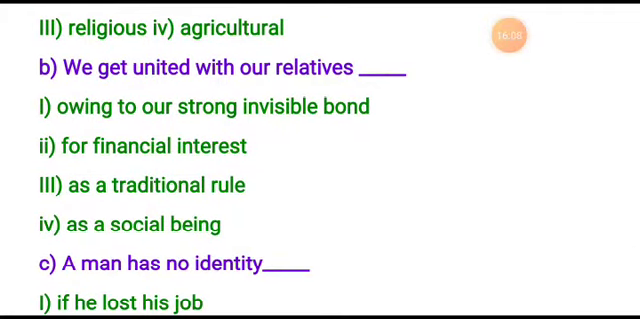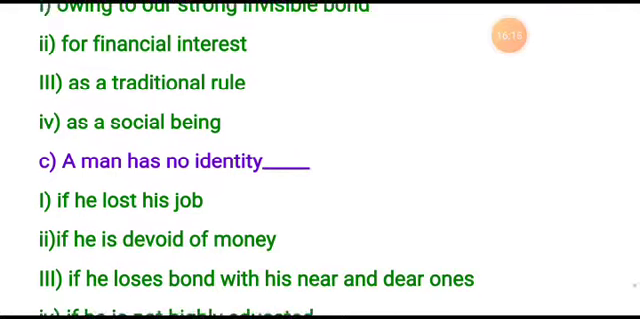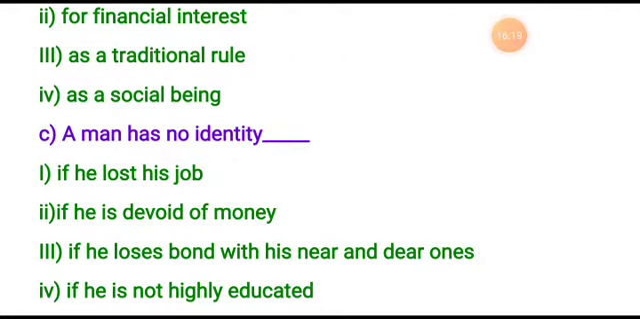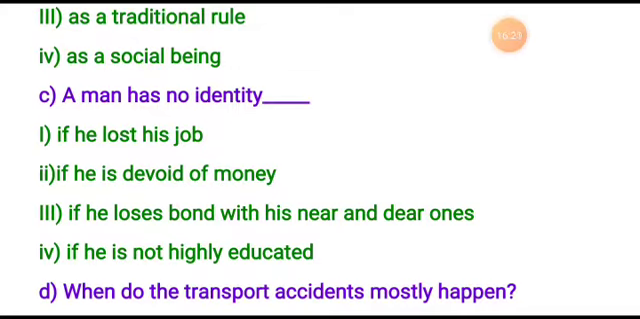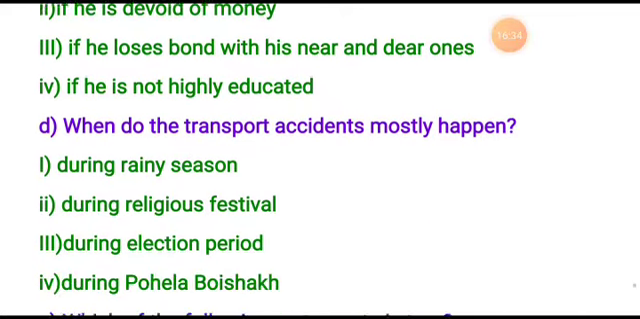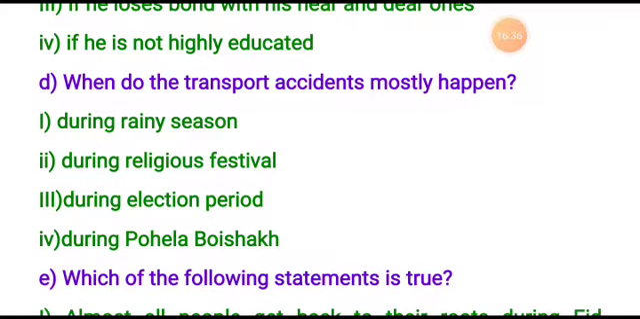Owing to our strong invisible bond, for financial interest, as a traditional rule, as a social being. A man has no identity if he loses his job, if he is devoid of money, if he loses bond with his near and dear ones, if he is not highly educated. D. When do the transport accidents mostly happen? During rainy season, during religious festival, during election period, during Pohela Boishak.